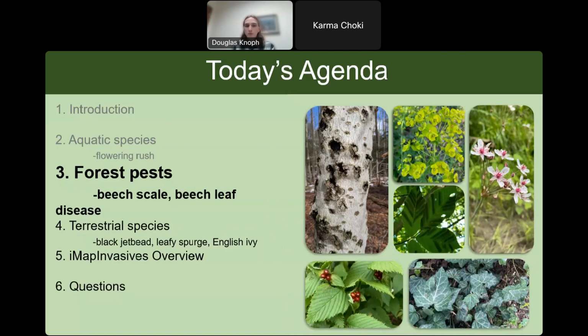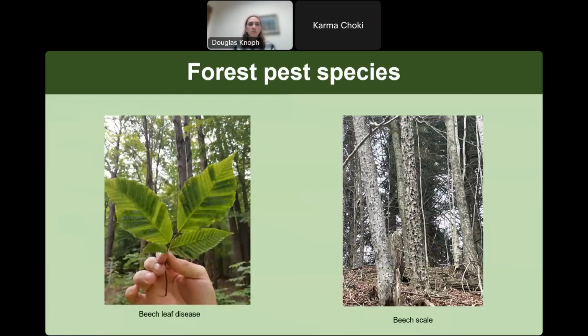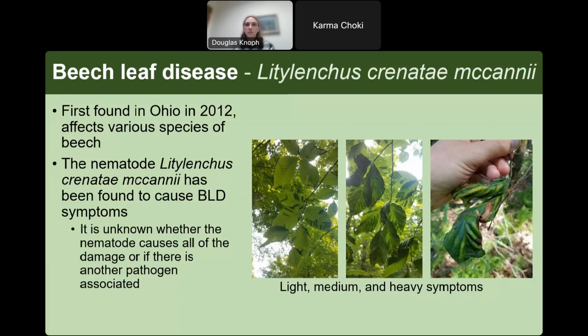So up next, jumping into the 2 forest pest species of beech leaf disease and beech scale, or beech bark disease. So starting off with beech leaf disease. This was first found in Ohio in 2012 and made its way into New York shortly after. It is caused by a nematode, Litylenchus crenatae mccannii, which lives in the buds of the American beech trees and will cause damage to the leaves.